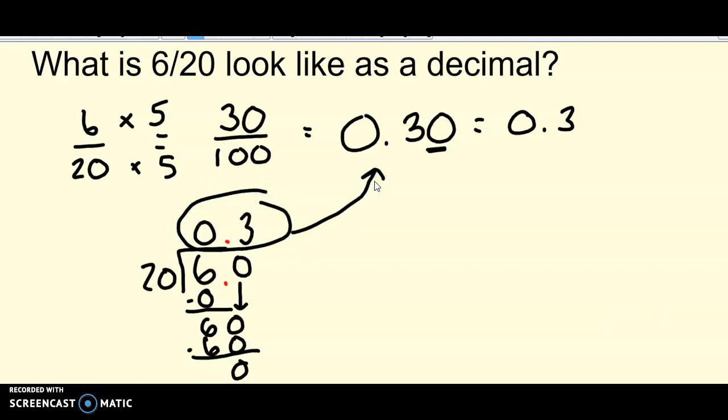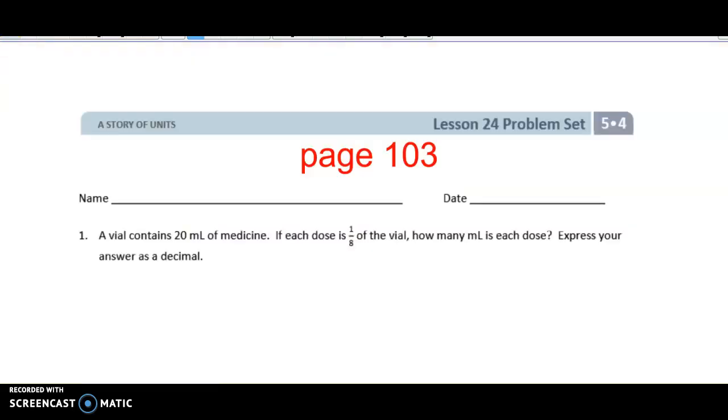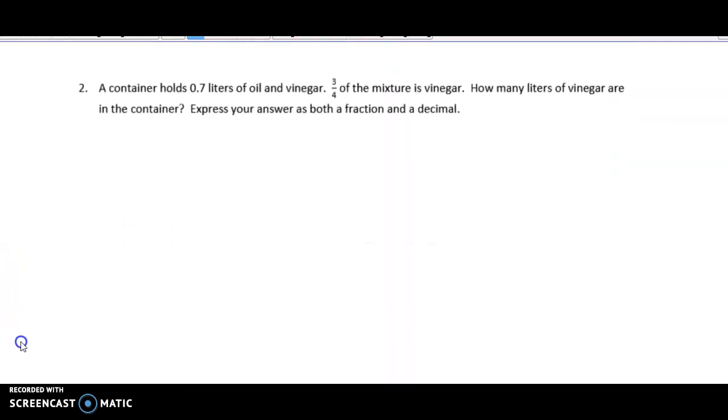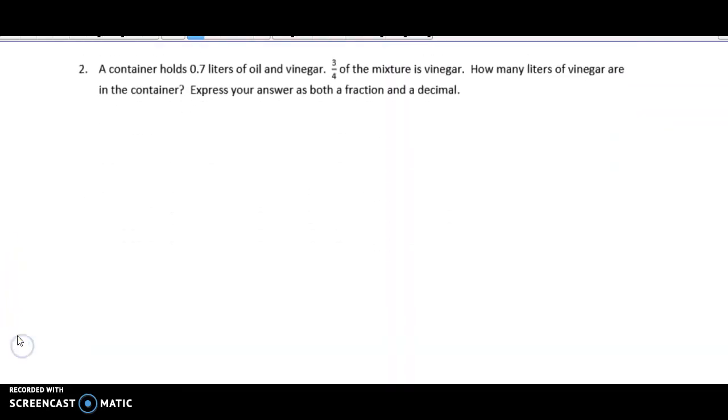So let's use this information to help us with our word problems. I'm on lesson 24 problem set, page 103. If you don't have this, you can use a scratch piece of paper. And I'm going to jump down to number 2. Depending on how long the video goes, we'll do 2 and number 3. We may just do 2. We'll wait and see. All right.